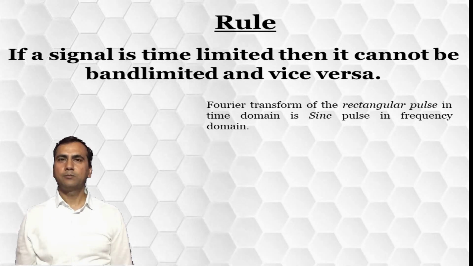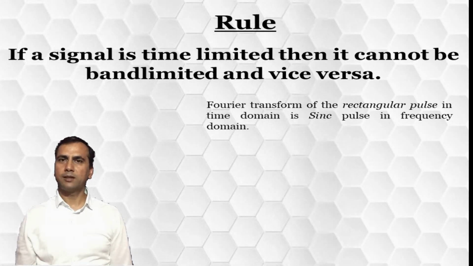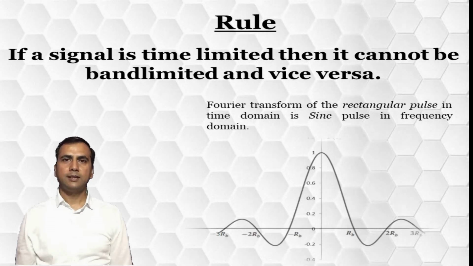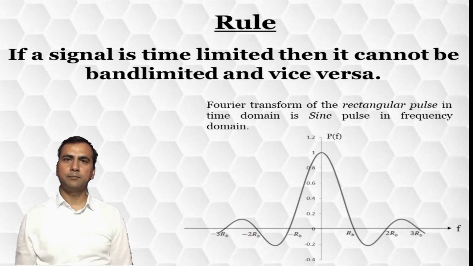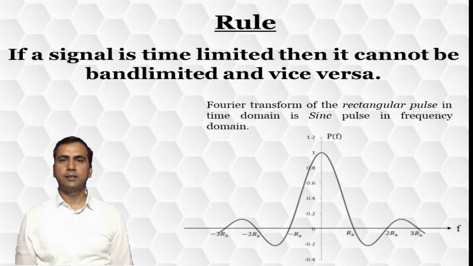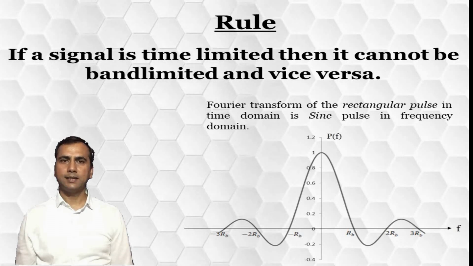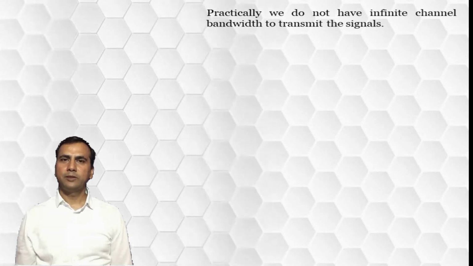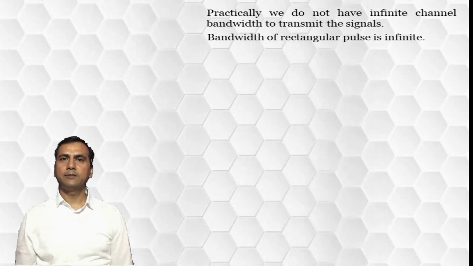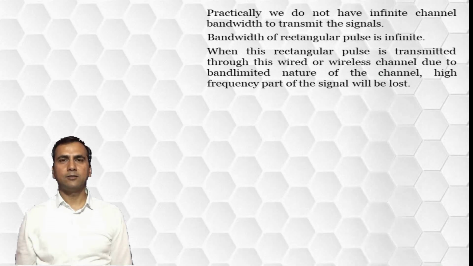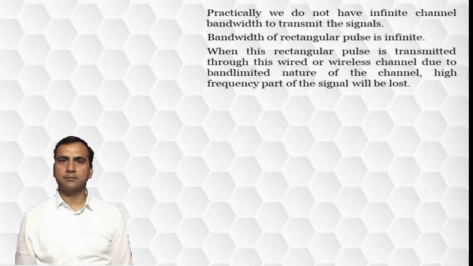The Fourier transform of a rectangular pulse, we already know, is a sinc pulse in frequency domain. So we can easily find out that the sinc pulse extends from -infinity to +infinity. Practically we do not have infinite channel bandwidth to transmit these signals. So certainly we have to say that the bandwidth of the rectangular pulse is infinite, and the whole of the signal cannot be transmitted.